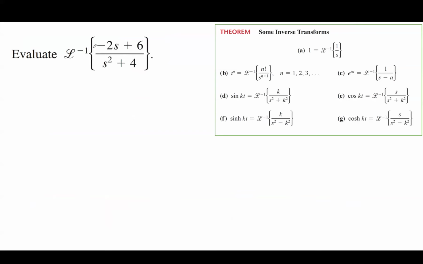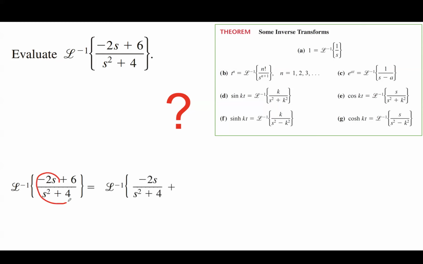Let's make it more interesting. Now I ask you to evaluate the inverse Laplace of negative 2s plus 6 divided by s squared plus 4. How do we solve this? We don't see any similarity between what we have inside the bracket and the popular formulas that we learned before. We're going to divide this fraction up into smaller portions. We're going to separate negative 2s divided by s squared plus 4 from 6 over s squared plus 4, so we can see the similarity between these two separations and these formulas that we learned.